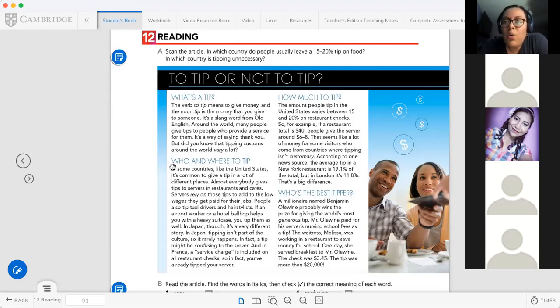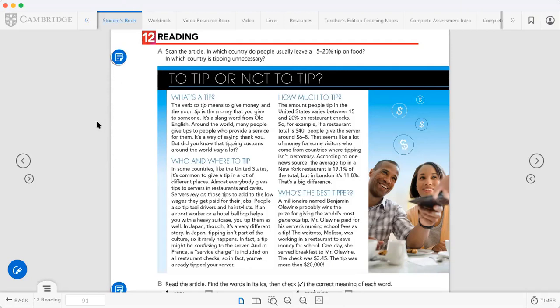So here it says, who and where to tip. ¿Quién me puede ayudar a leer? ¿Alguien muy valiente que me ayude a leer? Who and where to tip. A ver, come on, babies. Yo. Thank you.